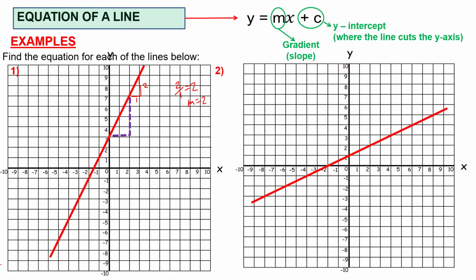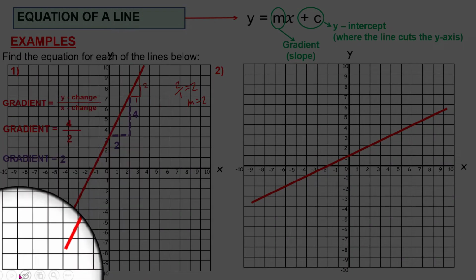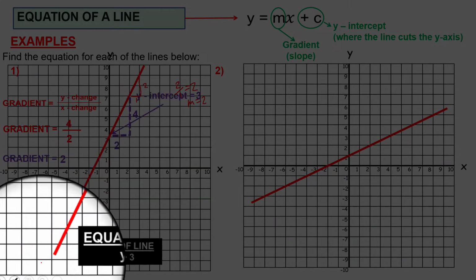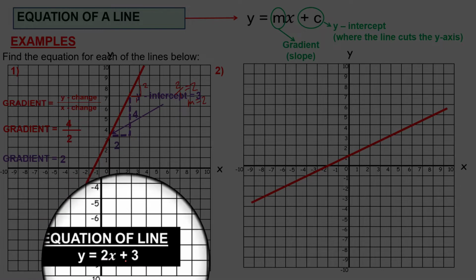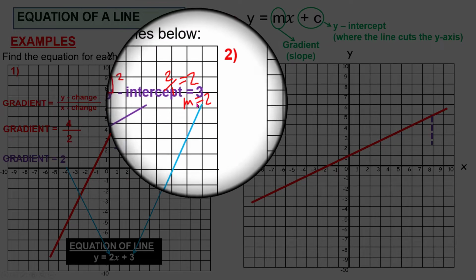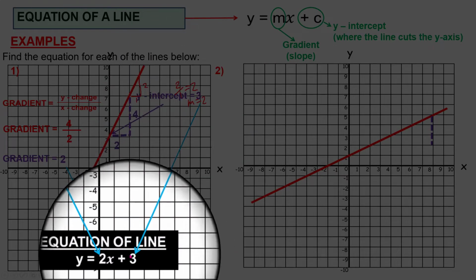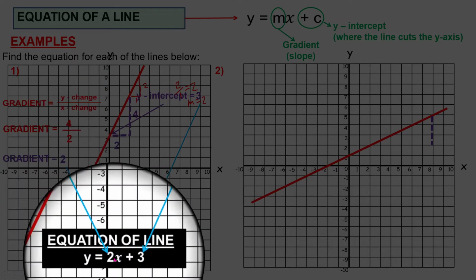The gradient is called the slope as well, same word. So the gradient is 2. Now the y-intercept, you can see where it crosses the y-axis is 3. So that will make the equation of the line y equals 2x plus 3 using this formula here. That blue line's not related to the m equals 2, guys. It is related to the intercept being 3. So that's the c.